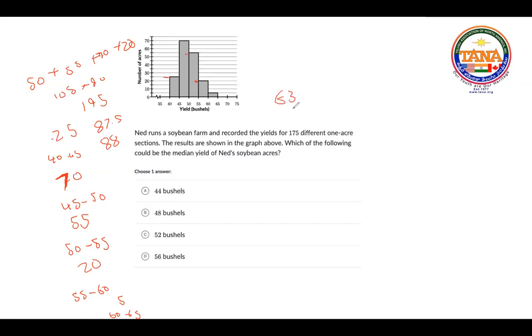So you have 63 left, and it's between 45 and 50. Before we do anything, it's asking for the median yield, and the median yield means the middle number. If there's 195 total yields and the median of that is 88, you want the 88th yield from least to greatest. The 88th yield is between 45 to 50, and therefore the answer must be B and not C. Does everyone understand why it's B and not C?